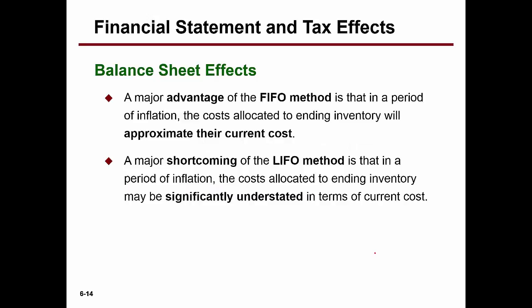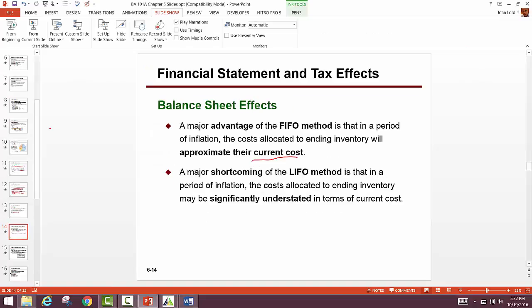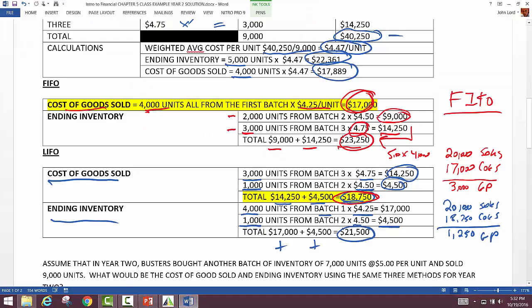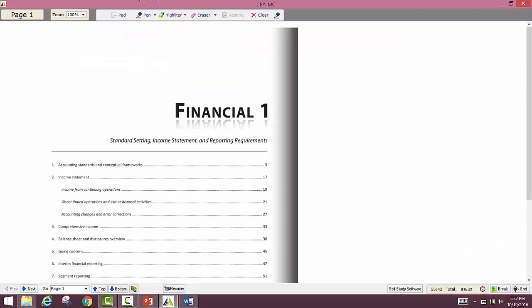Okay, good. So we come over, balance sheet effects. A major advantage of the FIFO method is that in periods of inflation, the costs allocated to inventory will approximate their current cost. Just go back and take a look at our little picture here. Right here.